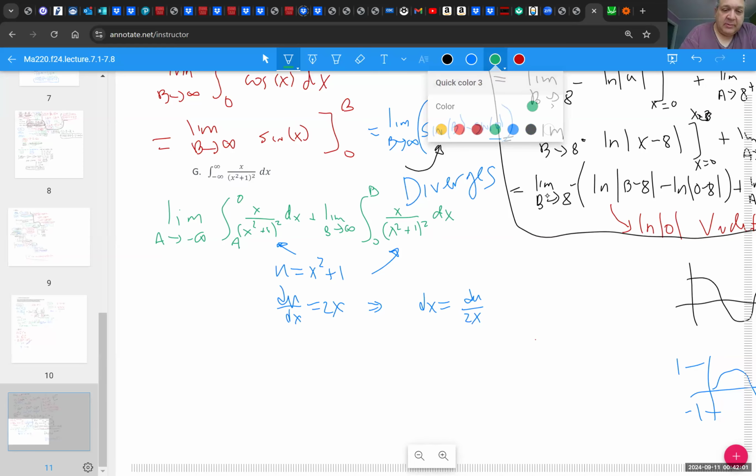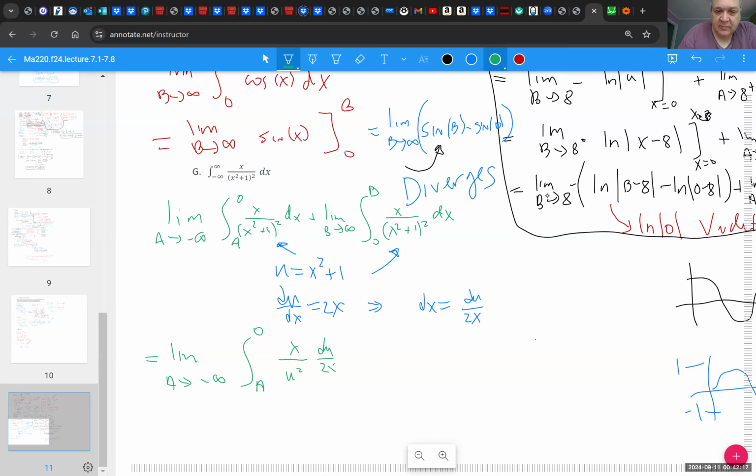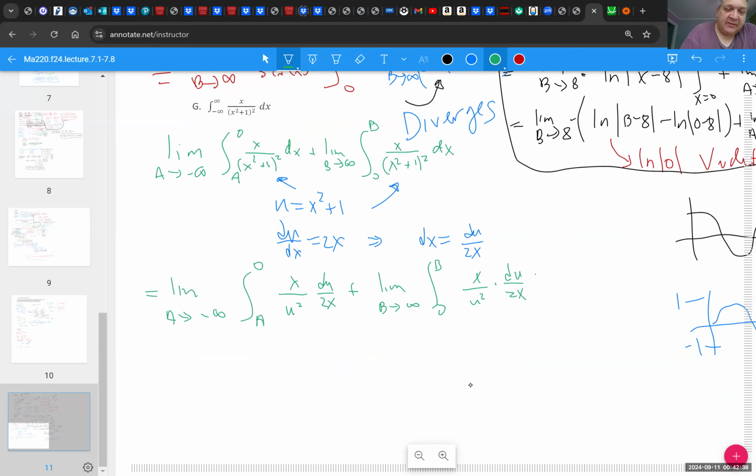All right, so we get the limit as a approaches negative infinity, integral from a to 0, x over this u thing that's being squared, dx is du over 2x. And then our second integral is going to be basically identical, except the limit is different. And we get x over u squared. Remember, x squared plus 1 is u, so I get u squared. And then dx is still du over 2x. Both of these are going to simplify in a very similar way.